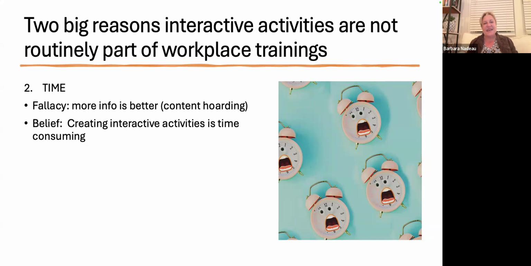The other thing is that people believe that creating interactive activities takes more time, and that it's time consuming. And it surely can be if you start from scratch. But this is where we're going to get to the magic wand part, because there are ways to get around that. And I think those are particularly important, again, in the healthcare environment where we often don't have a lot of time to create trainings.